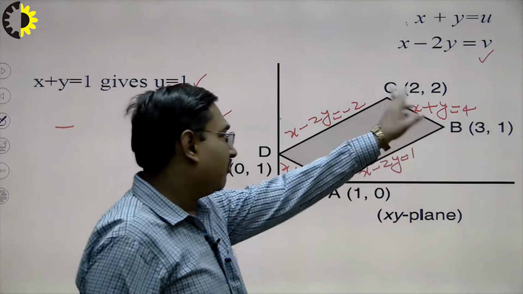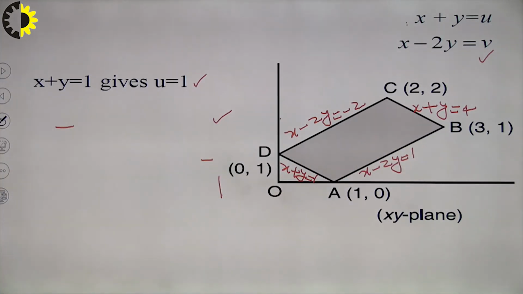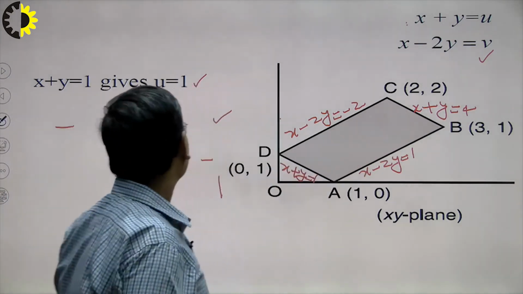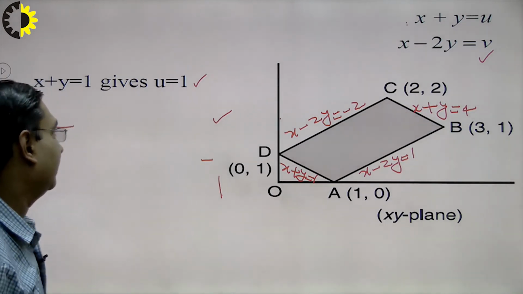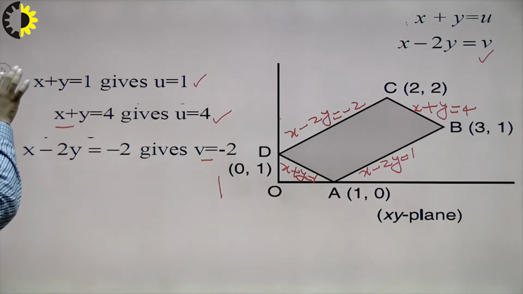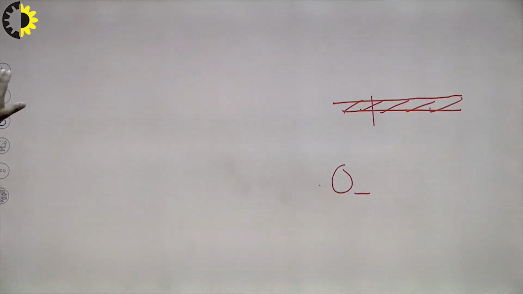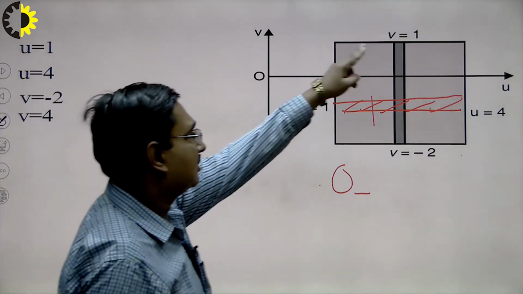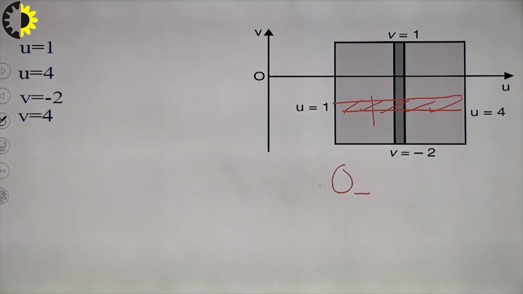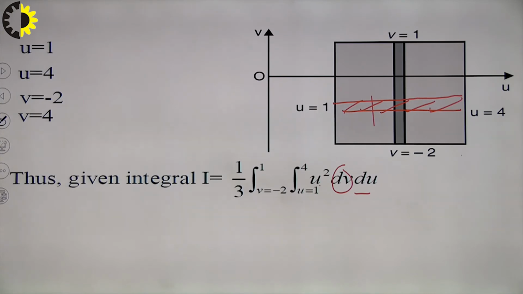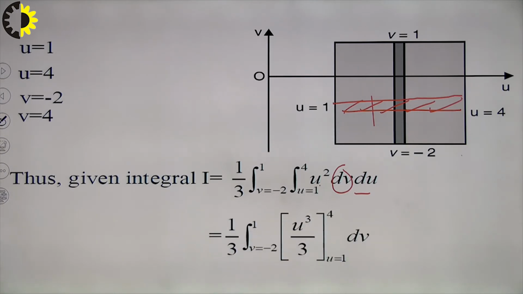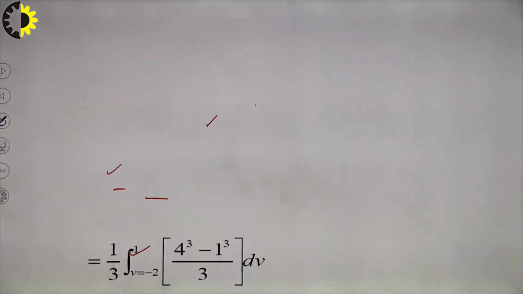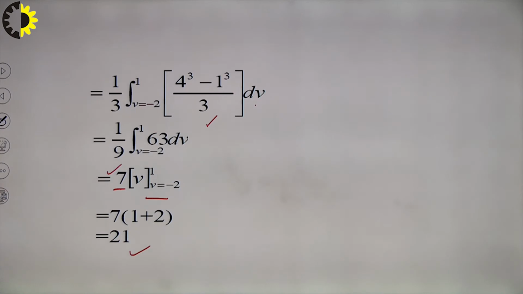The equations of the boundaries of this region were calculated. Using these equations, the equations for u and v were calculated, and by the equations for u and v, the new region was drawn in the uv plane, which was this rectangle. For this rectangle, limits of u and v were calculated. Applying those limits, I evaluated the integral, and the value of the integral came out to be 1 upon 21.